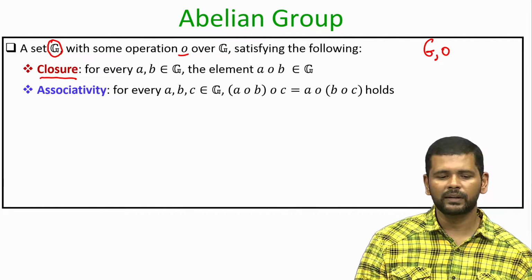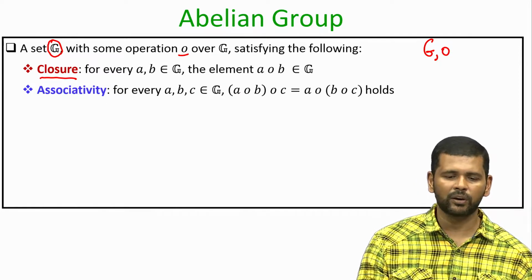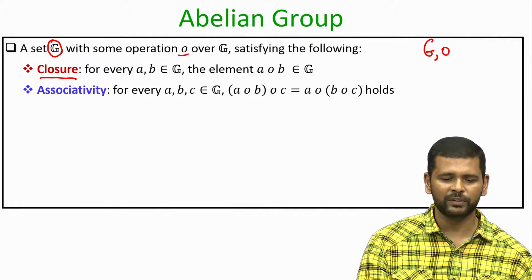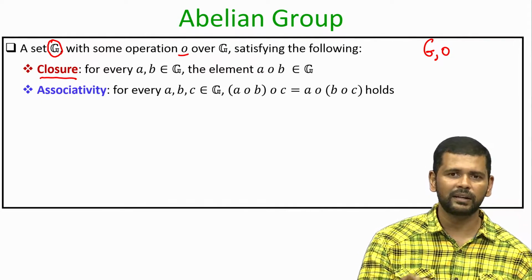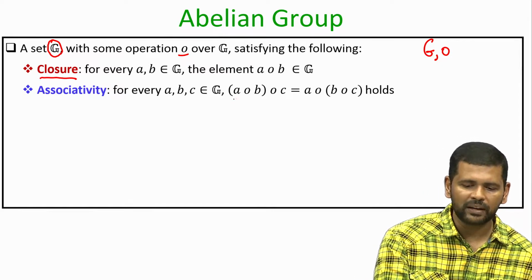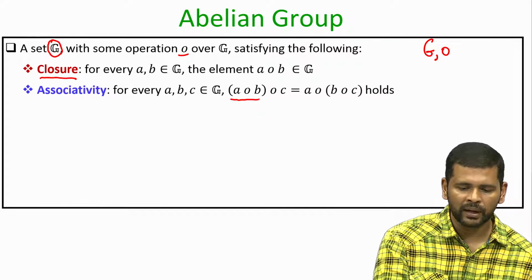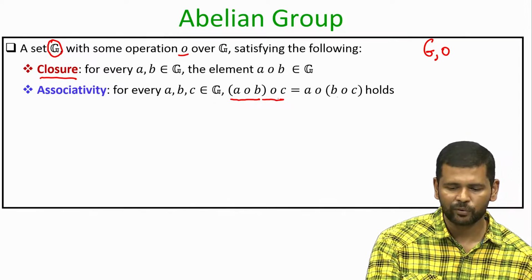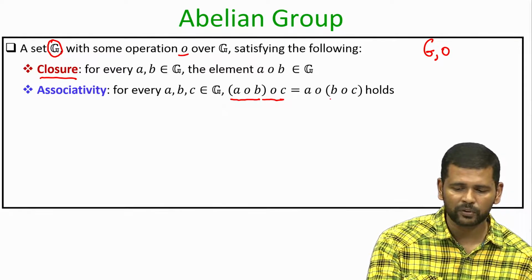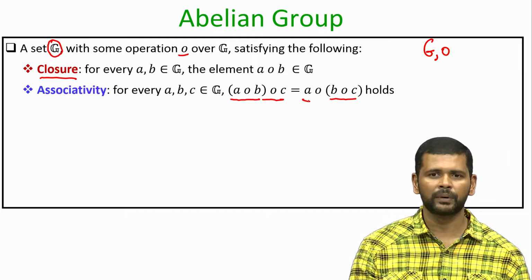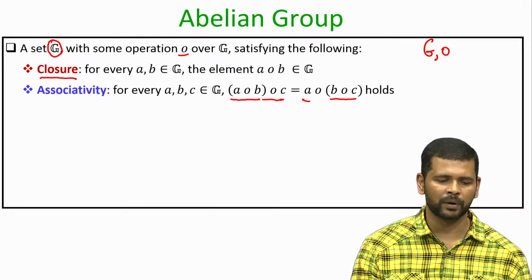The second property that we require from the set G and the operation O is called the associativity property, which basically demands that if you take any three elements A, B, C from the group, then it does not matter whether you perform the group operation on A and B and then perform the group operation with C. You will get the same answer if you first perform the group operation on B and C and then perform the group operation on A and the result. That means the operation O satisfies the associativity property.